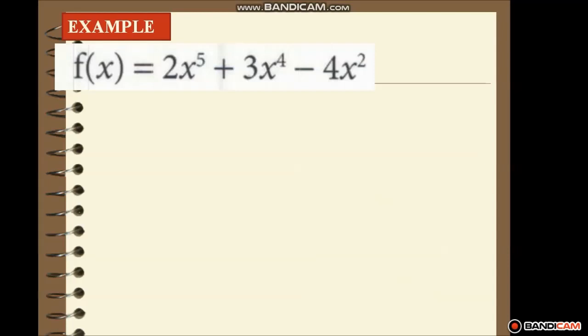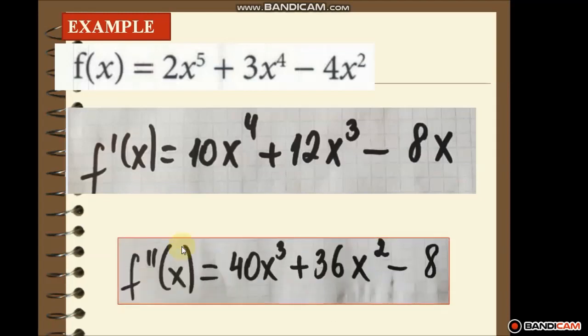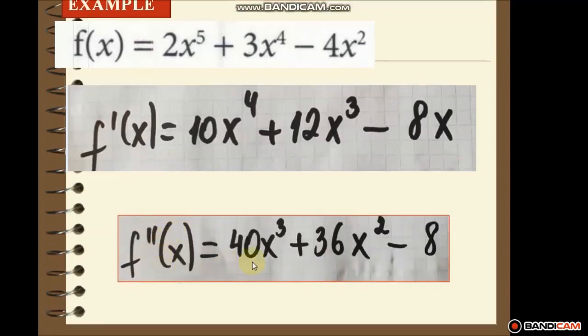Let's solve another example. f(x) = x^5 + 3x^4 - 4x^2. At first find the first derivative. This one will be 5x^4 + 12x^3 - 8x. And from this one we can find the second derivative. The second derivative will be 20x^3 + 36x^2 - 8. This one is our answer.